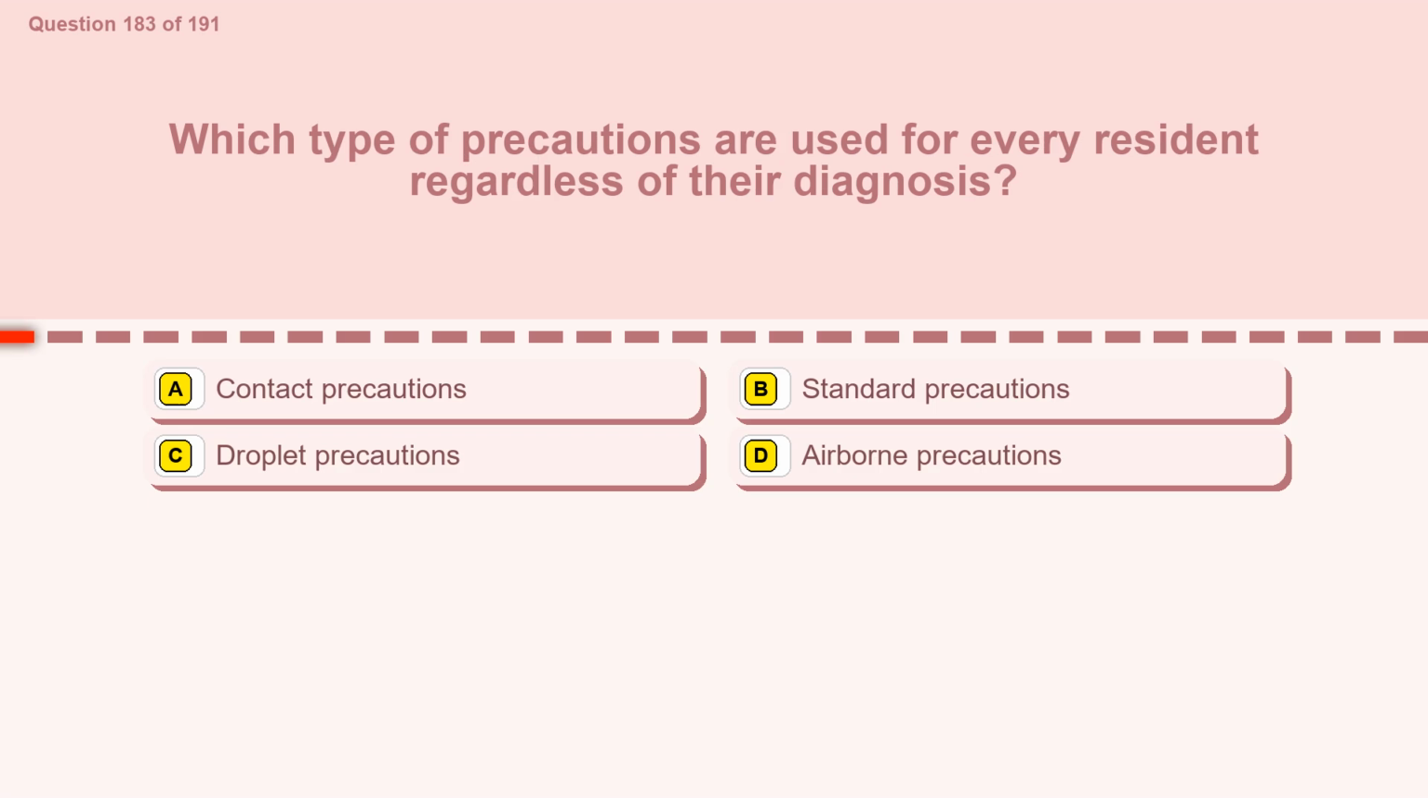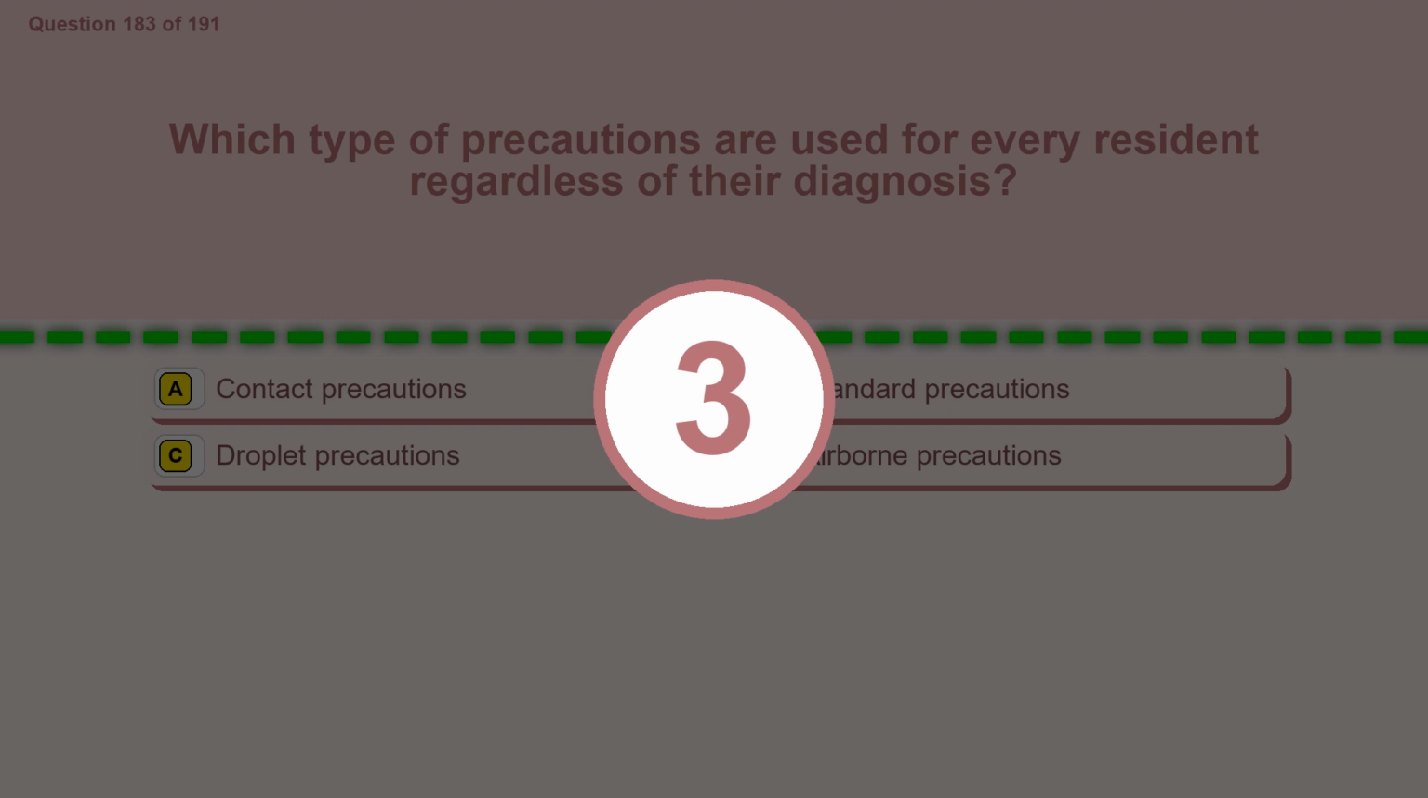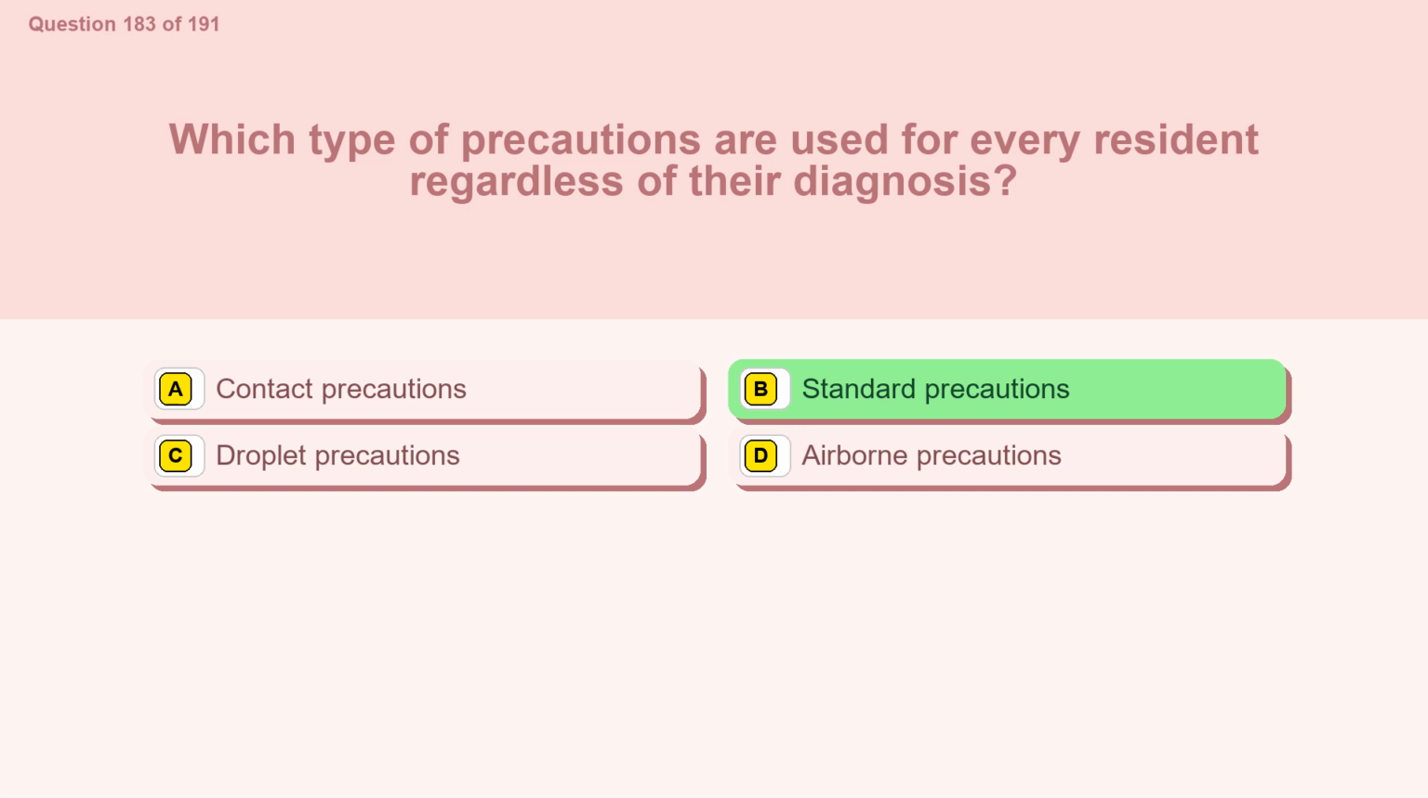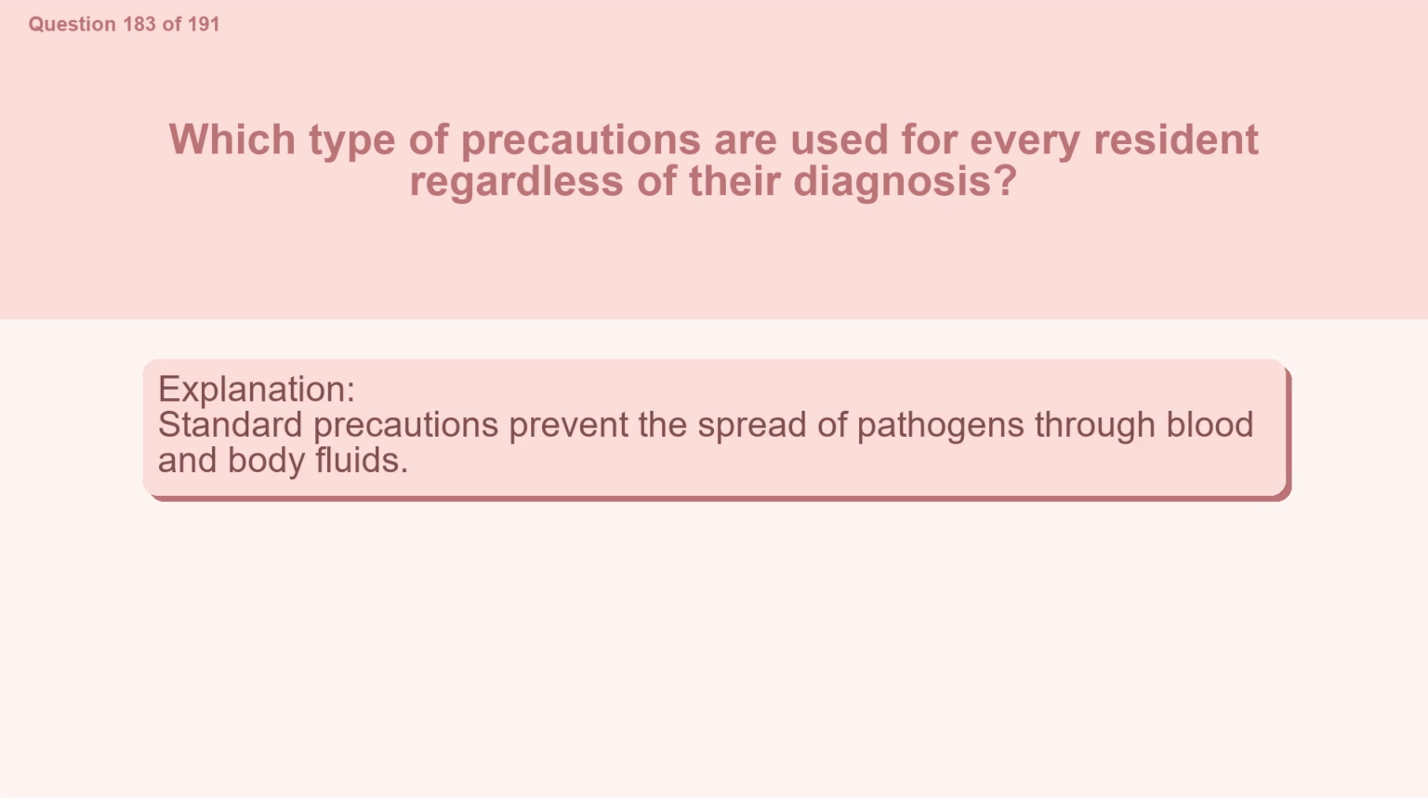Question 183. Which type of precautions are used for every resident regardless of their diagnosis? Option A, contact precautions. Option B, standard precautions. Option C, droplet precautions. Option D, airborne precautions. The correct answer is option B, standard precautions. Standard precautions prevent the spread of pathogens through blood and body fluids.